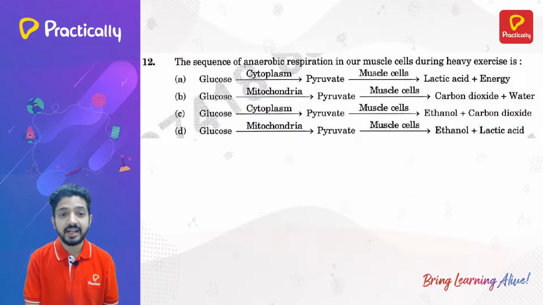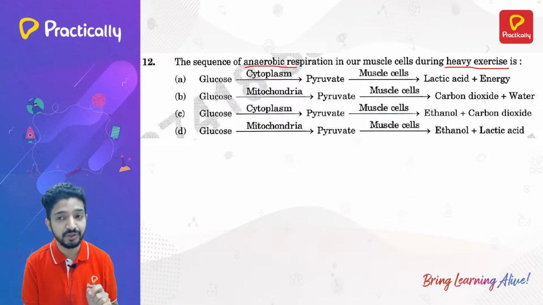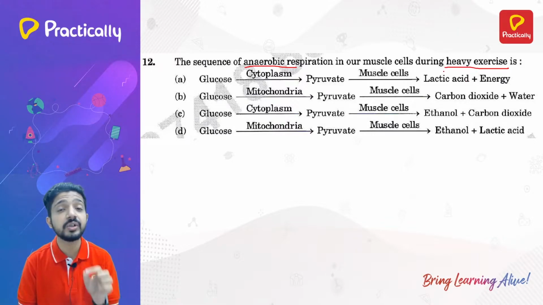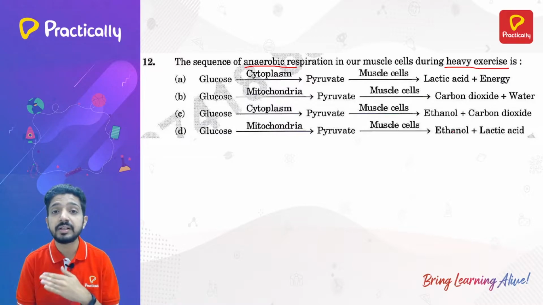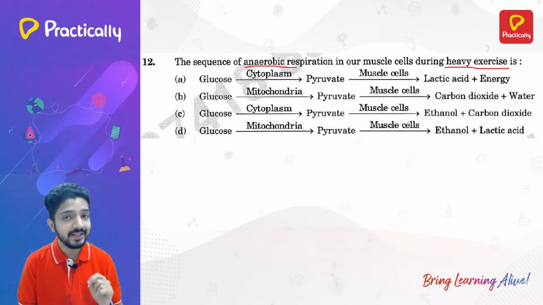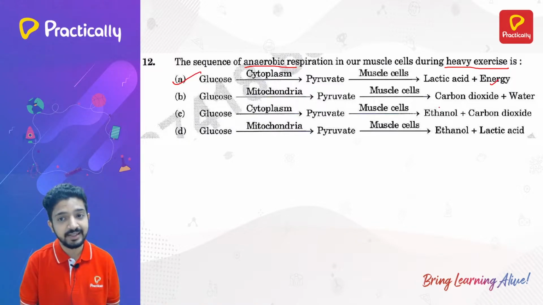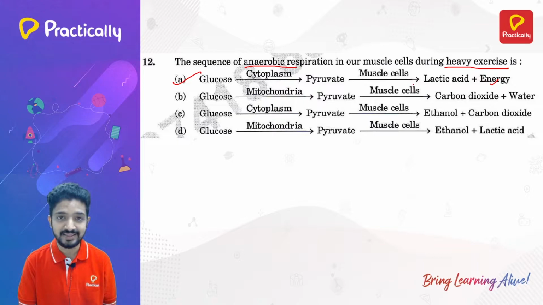The sequence of anaerobic respiration in our muscles during heavy exercise. Heavy exercise is an important phrase over here. So we all know that during heavy exercise, there is always a lack of oxygen. And whenever there is a lack of oxygen, lactic acid will be produced. So in all the given options here, lactic acid is in options A and D. But in D, there is also ethanol. But we know that ethanol won't be produced in this case, since ethanol is produced during complete anaerobic respiration. Hence, the correct answer will be A. That is glucose to pyruvate, and then it produces lactic acid and energy in muscle cells.